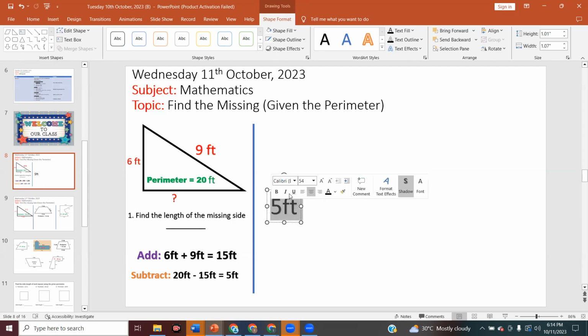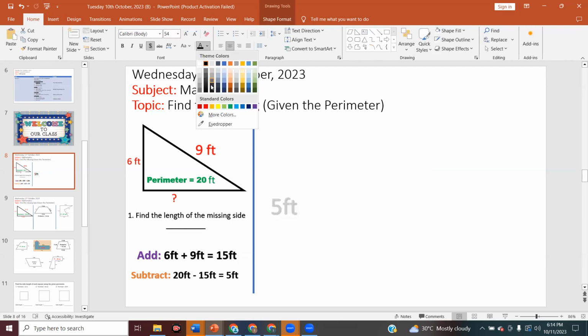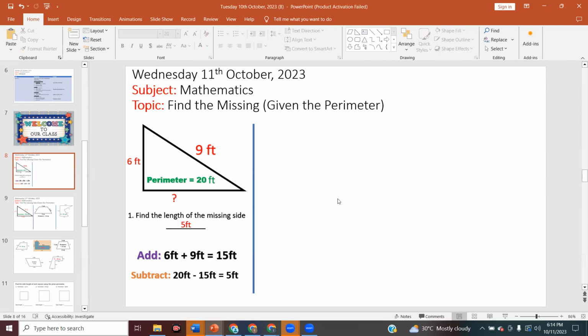5 feet. Very good. How many persons said 5 feet before I even gave the answer? Let me know. All right, excellent. If you got 5 feet before I gave you the answer, very good job. 5 feet. Is it fatigue? Yes, Kaden. I got that answer without using a whole different step.